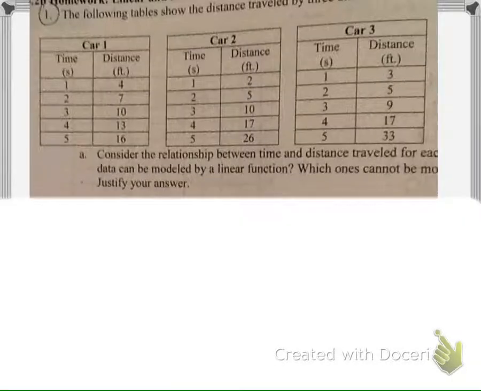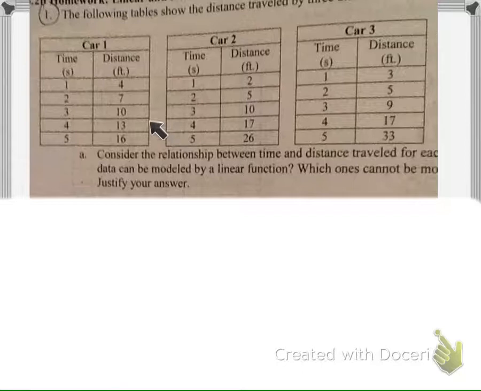So A asks you to look at each of the situations with the cars and their time and distance and tell which ones are linear functions and explain why. What it's trying to get you to realize here is that a table or a situation can be a function, but not a linear function. For instance, all of these are functions because all the inputs have one unique output, but that doesn't mean that they're all linear functions.